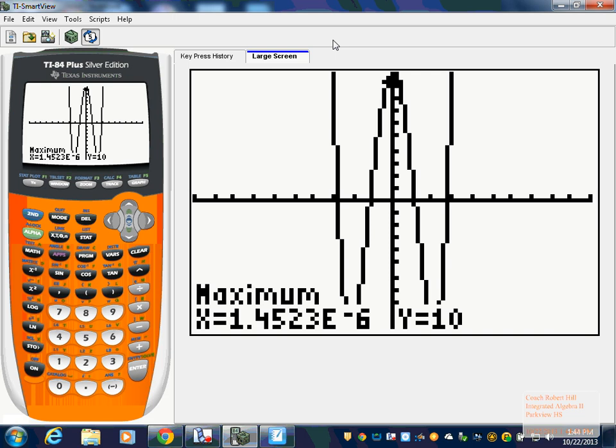But look at this. 1.45236 e to the negative 6. Or in other words, 0.000001452. In other words, 0. So the maximum is 0. That local max, guys.